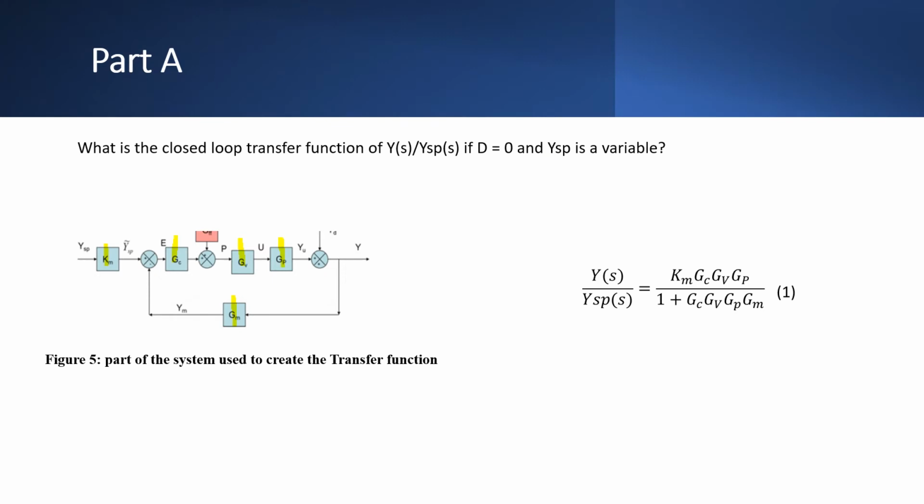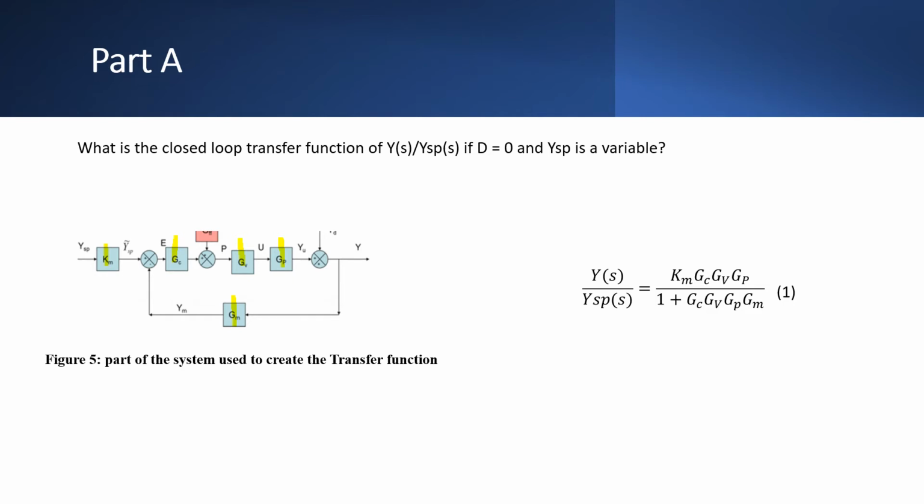So here we have the first question for problem 2. What is the closed loop transfer function of Y(s) divided by Y_sp(s) if D equals 0, and Y_sp is a variable? As we can see in figure 5, here we have a part of the system from figure 4 to show how to come up with the transfer function of Y(s) divided by Y_sp(s) for equation 1, as shown on the right.